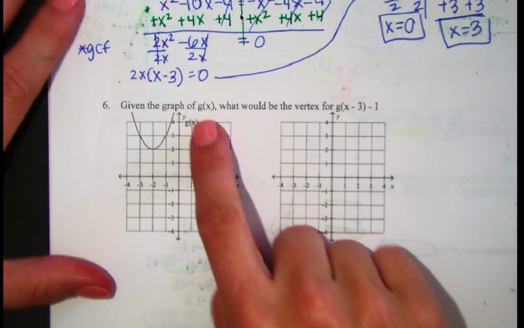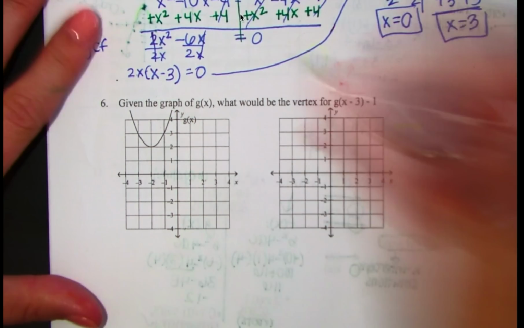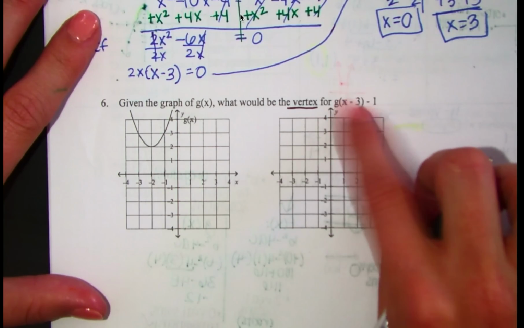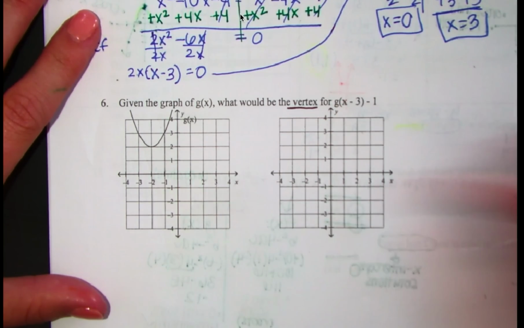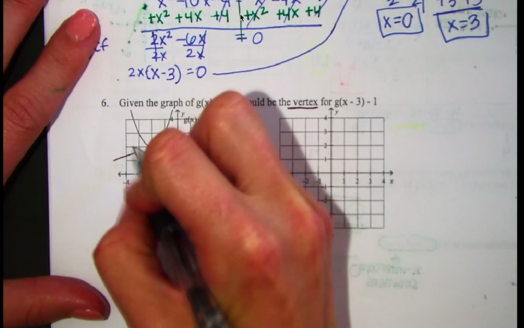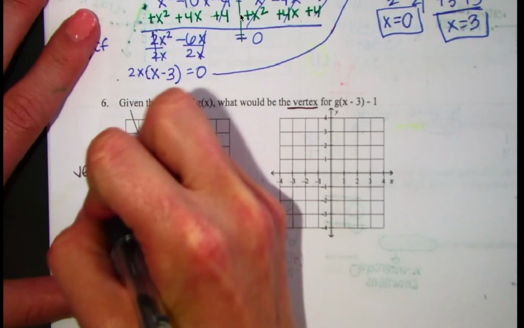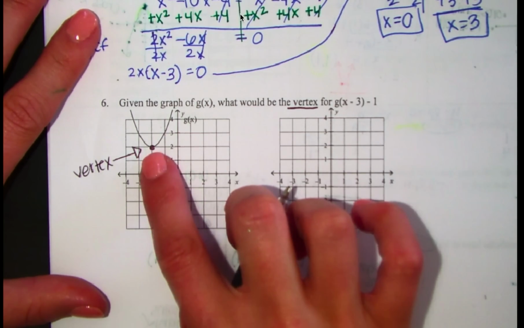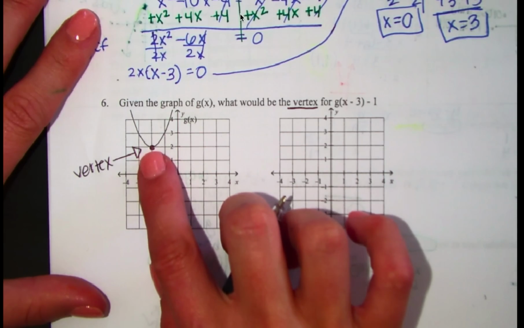Number 6, we're given the graph of g of x, and we want to know what the vertex would be for this function right here, this transformation. So again, we need to know that this is our vertex for g of x to start. So we're going to focus on translating that function, or applying the transformation, to that vertex right there.